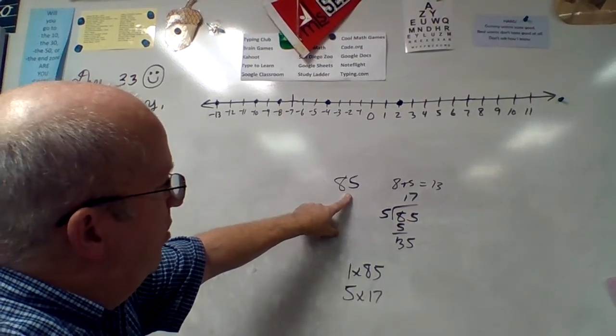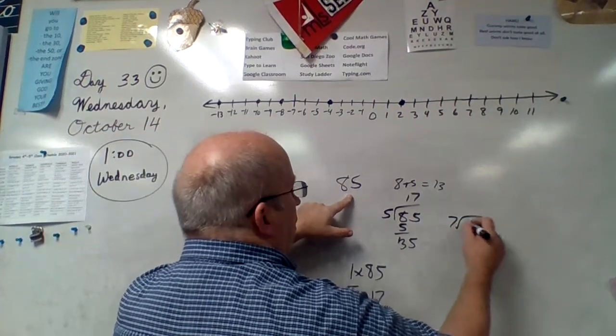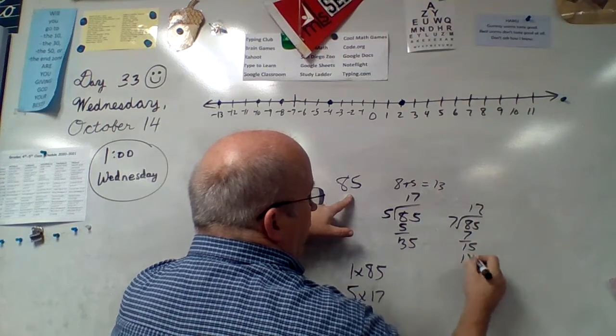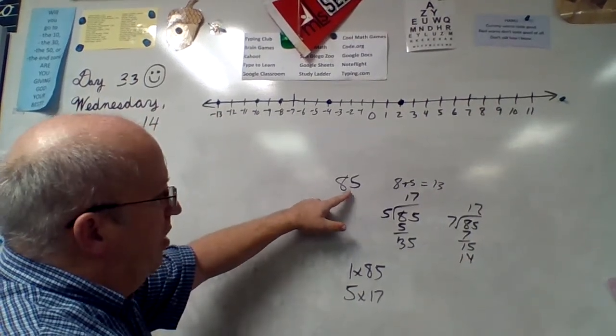Is it divisible by 7? I don't know. Let's work it out. We don't have a divisibility rule for 7. Nope, it's not going to be divisible by 7. How about divisible by 8? No, that's not going to work.